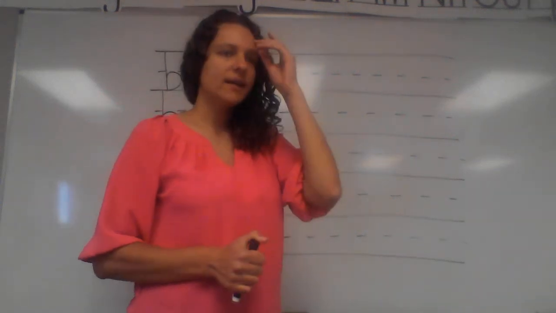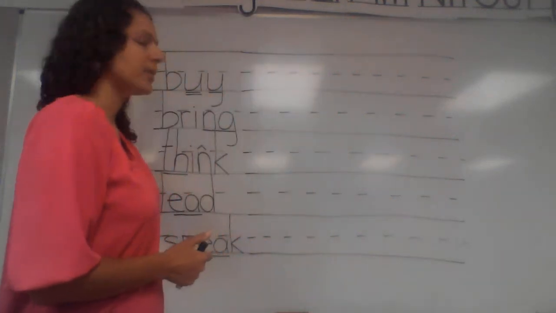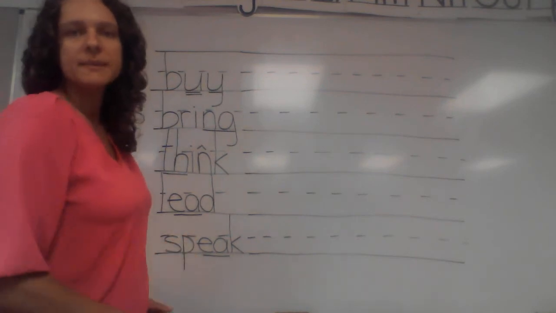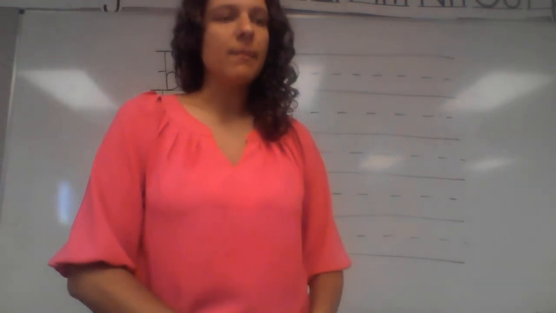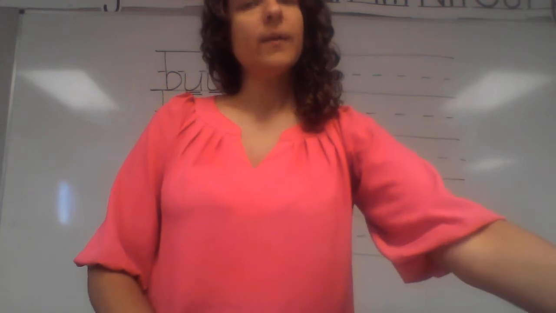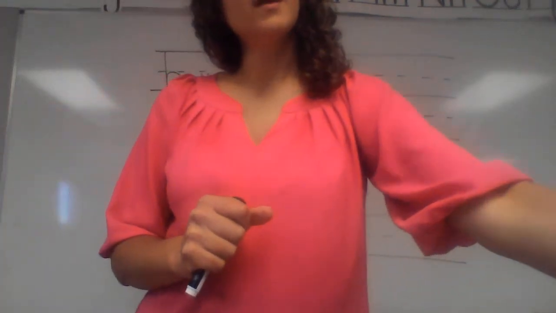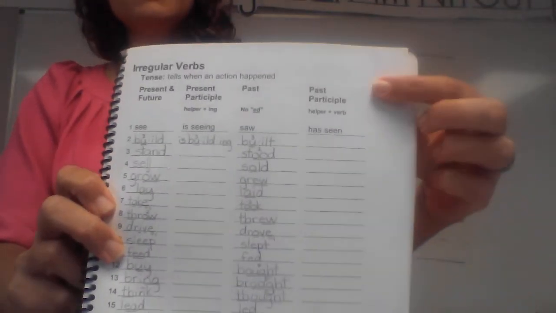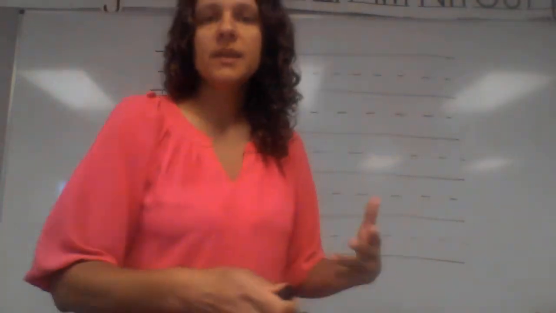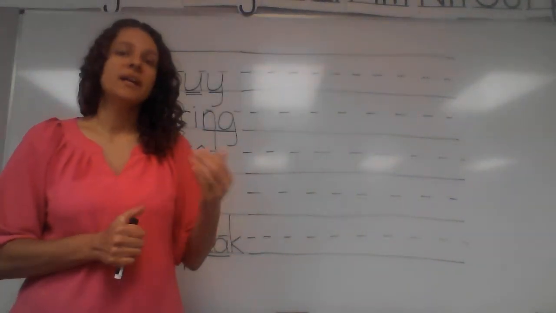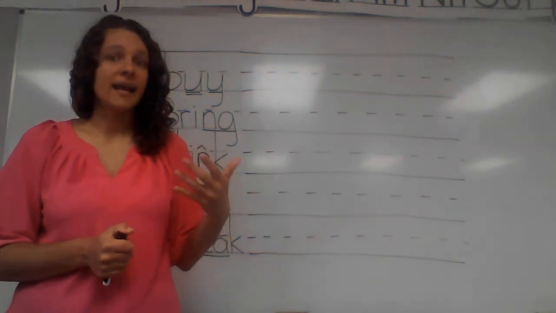Hello, class. We have our irregular verbs again that we've been talking about this week. Today, I want to talk about the last column on our irregular verbs page, which is the past participle. All right, so that uses our helping verb too, but in the past tense, like has.